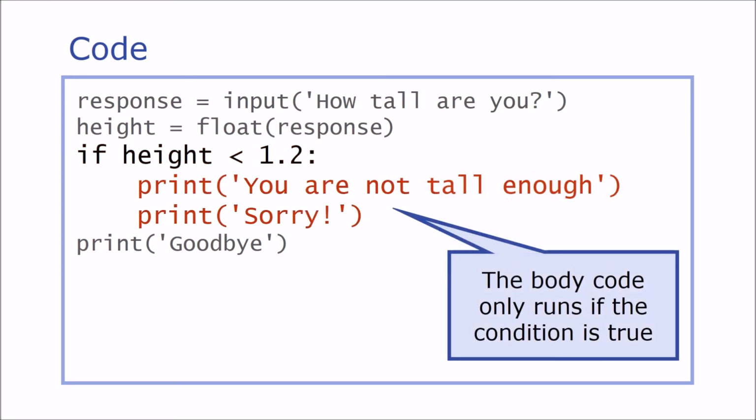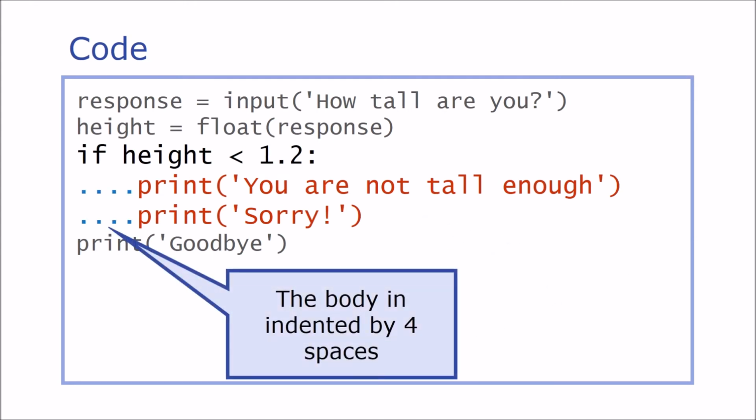The body is the section of code which is included within the if statement. The code in the body only runs if the condition is true, in this case if the height is less than 1.2. One thing you will notice about the if statement body is that it is indented. That is, there are spaces before each line of code. You should use 4 spaces. It is important that each line of the body code is indented by the same number of spaces.